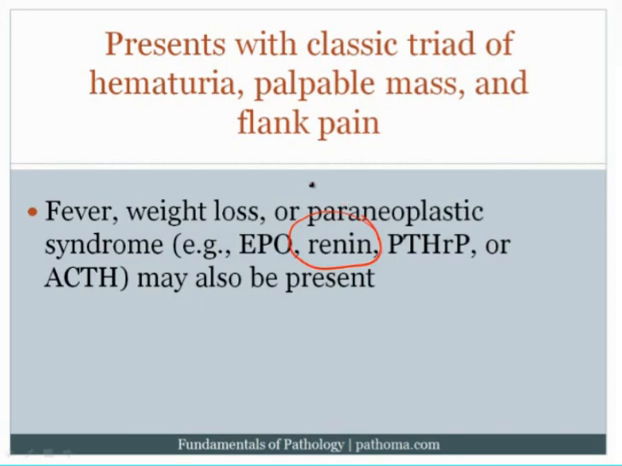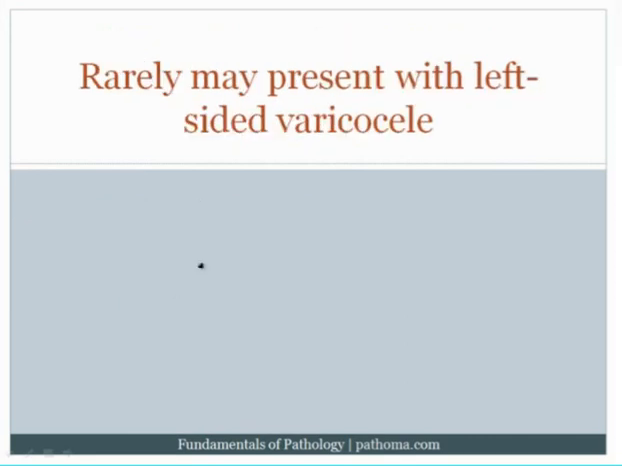It could release renin, causing hypertension. It can release parathyroid hormone-related peptide, causing hypercalcemia. Or it can release ACTH, causing Cushing syndrome. So it's very important to note that renal cell carcinoma can produce many different paraneoplastic syndromes. Again, that's particularly high yield to bear in mind.